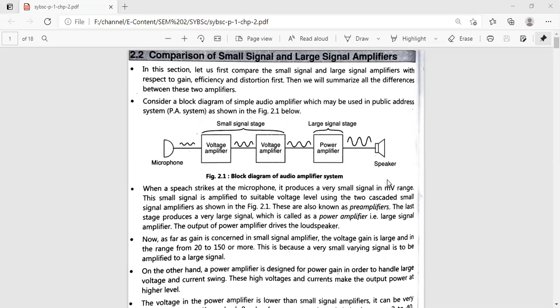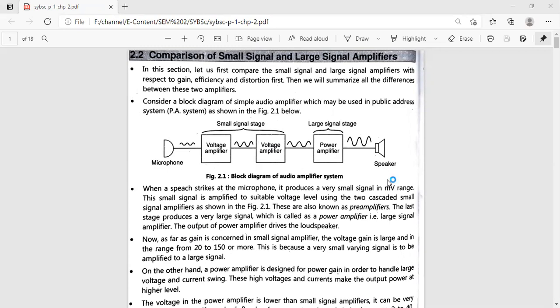The name of the chapter is power amplifier. So we will see what a power amplifier is first, and then we will go for the classification of amplifiers. As you can see, there is a block diagram of an amplifier shown in the figure. First you have a microphone. After that there are a couple of voltage amplifiers. After that we have a power amplifier, and the output of the power amplifier is connected to the speaker.